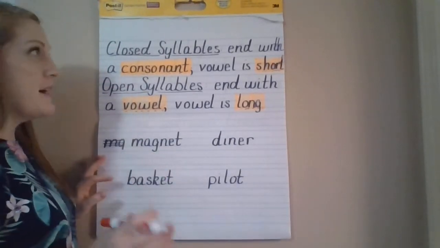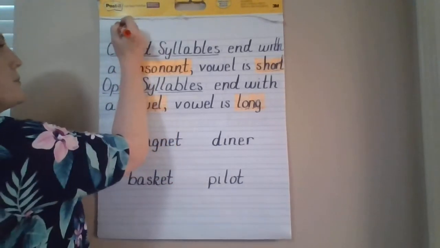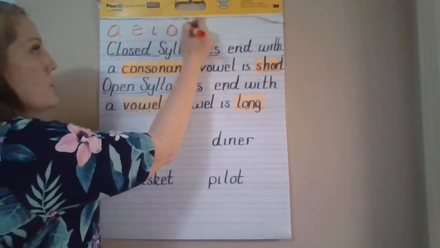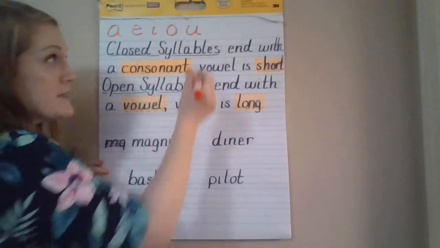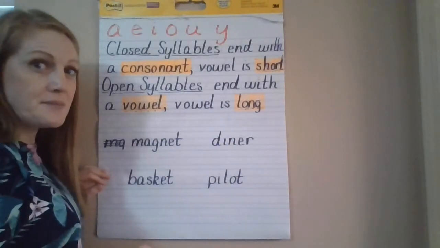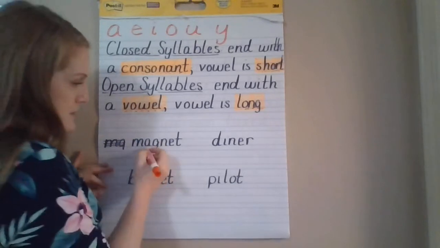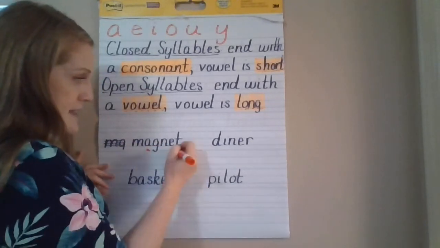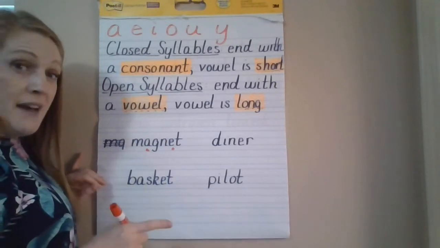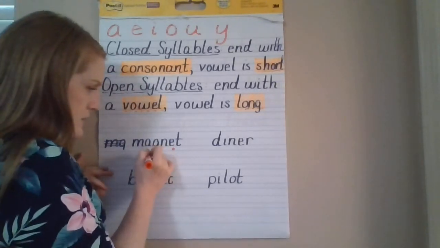I'm going to find my vowels first. Let's remember what our vowels are. A, E, I, O, U, and remember that sometimes the letter Y makes a vowel sound as well. So in this word, I see two vowel sounds. I see the A and the E. So I have dotted my vowels. Now I'm going to draw a little bridge connecting the vowels.